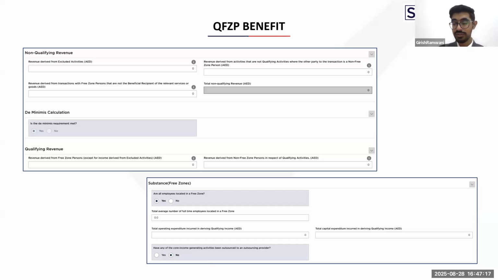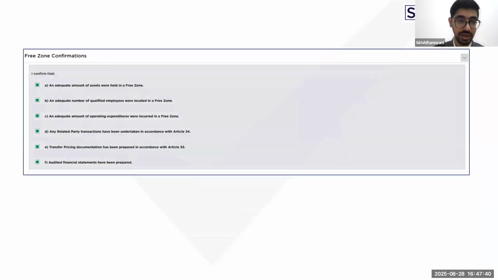If you would have outsourced any activity to any other person, then the details of that need to be reported. Basically, even if you are outsourcing the activity, you do not lose the QFZP benefit, provided you have got adequate supervision over the activities, that person has got adequate substance, and that person is carrying out the activities in the free zone itself. So in that case, you can even outsource it. So you need to give the details about the outsourcing provider, and then you need to explicitly mention whether you have fulfilled all the conditions.